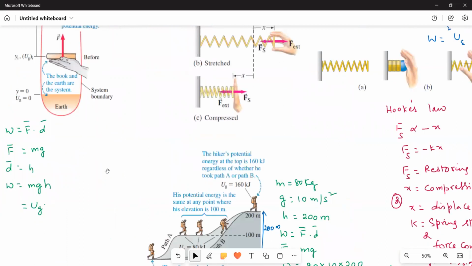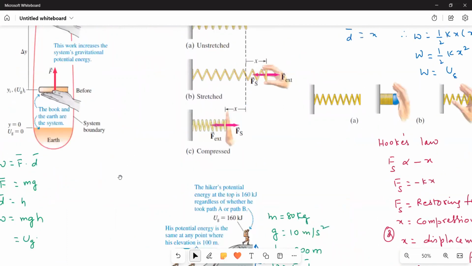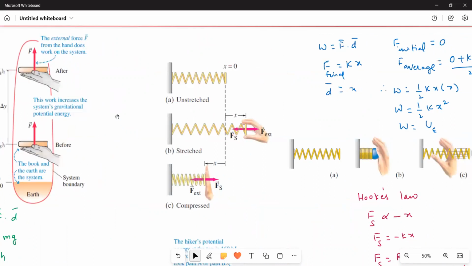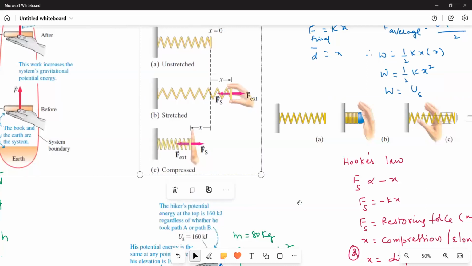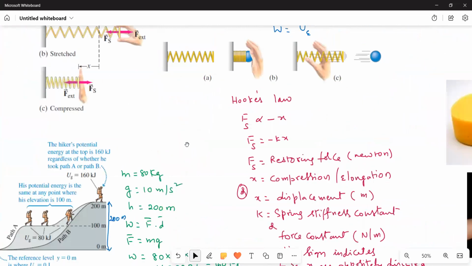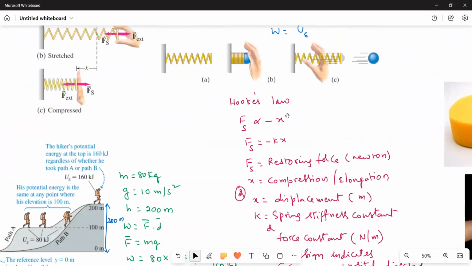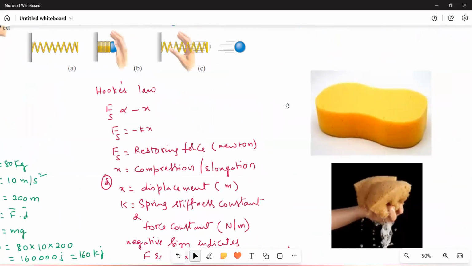Okay. Now, there is another type of energy that is called the elastic potential energy. What is the elastic potential energy? Before studying the elastic potential energy, you should know about Hooke's law. What is Hooke's law? Whenever a force acts on a system, it changes its shape. The force has the ability to change the shape of an object. For example, this is a sponge. When it is squeezed, what is happening here? It gets compressed. So the shape of the sponge has been changed.